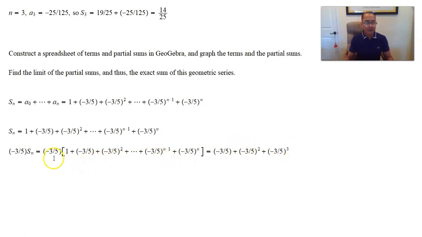We're going to keep going. If you multiply negative 3/5 by negative 3/5 to the n minus 1, the minus 1 and the power 1 here will cancel out. You will get this last term, negative 3/5 to the power n. So let me put the ellipsis out. So far we have up to here, but there's one more. We are going to multiply negative 3/5 by negative 3/5 to the n. So that last term will turn into negative 3/5 to the power n plus 1.